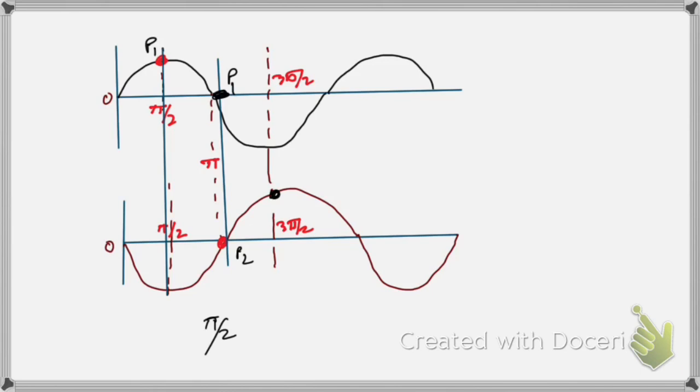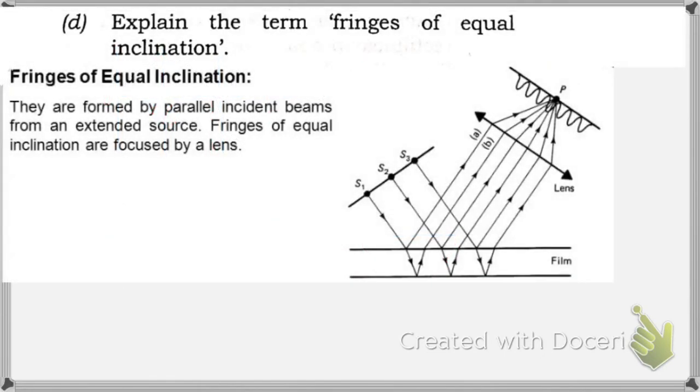Now at this time also they have a phase difference. So as these two propagate, if the phase difference between these two remains constant, then this will be called spatial coherence. So hope you have understood this. Here is the next question.